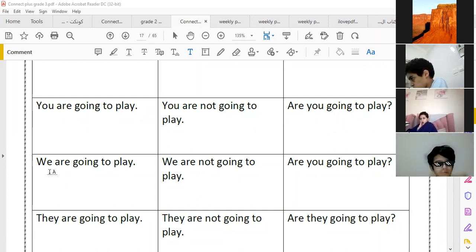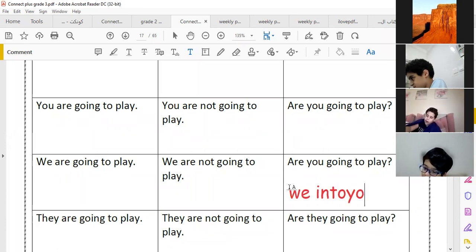The same with we. We are going to play. This is the affirmative sentence. In negative, we put not. We are not going to play. In the question, remember that you change we into you. Are you going to play?